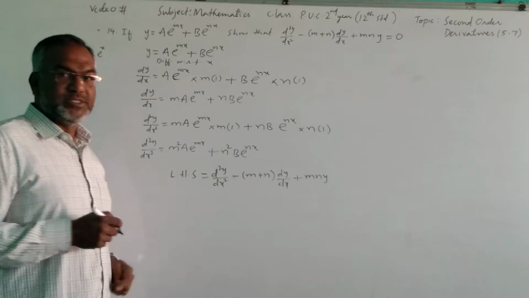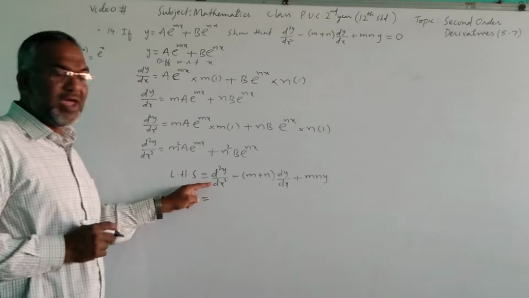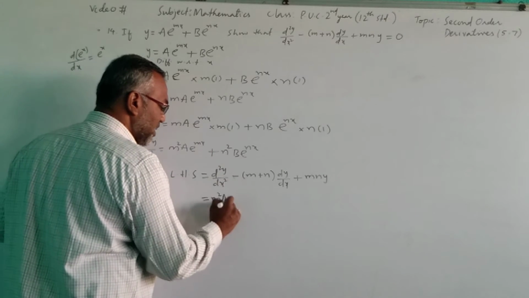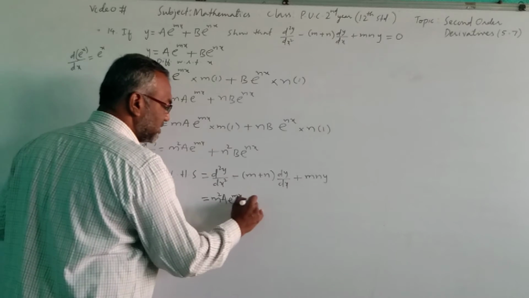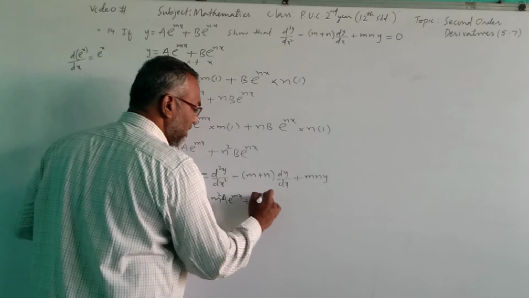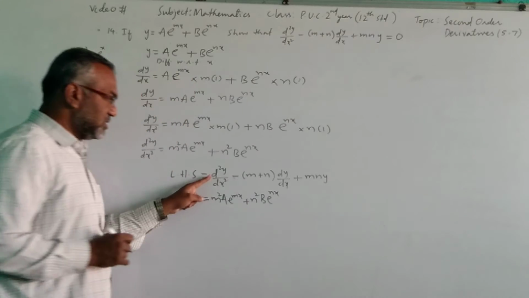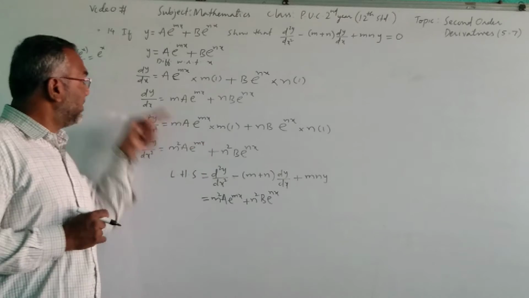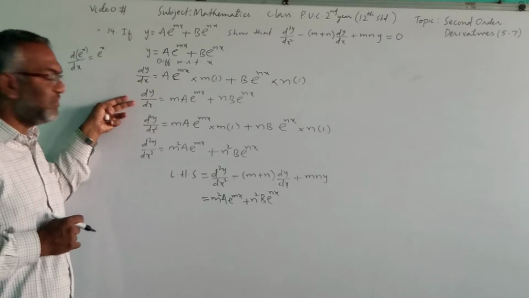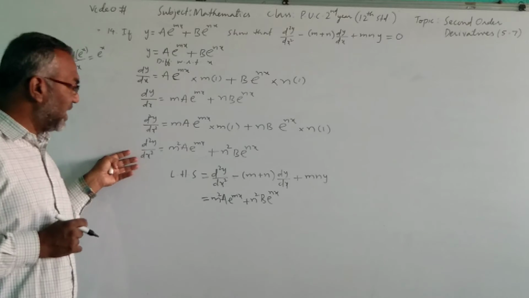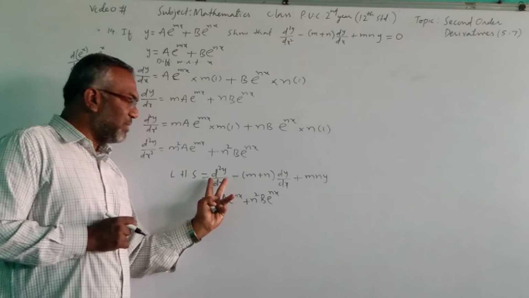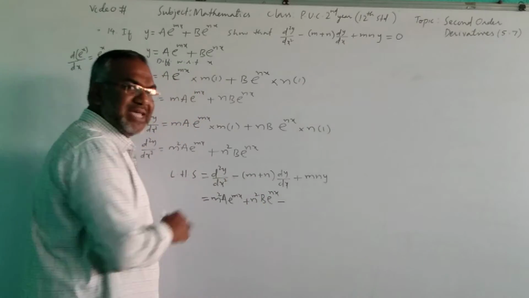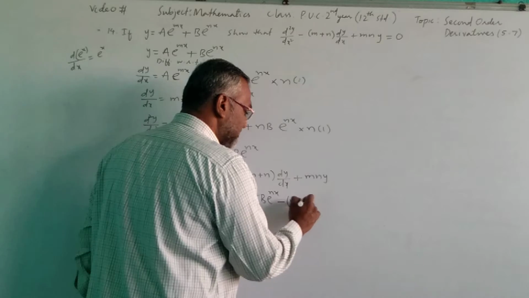Let's substitute the values. What is d square y by dx square? We got it here. That is m square a e to the power of mx plus n square b e to the power of nx. This is the value of d square y by dx square. We found the first order derivative, then we found the second order derivative, right? So we are substituting the values. The d square y by dx square value is substituted already. Then minus (m plus n) as it is.